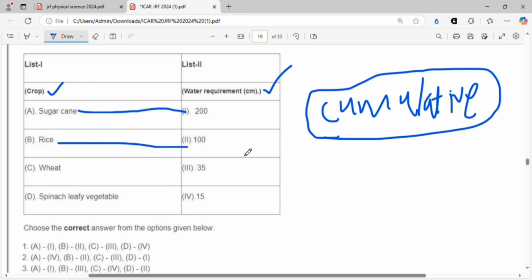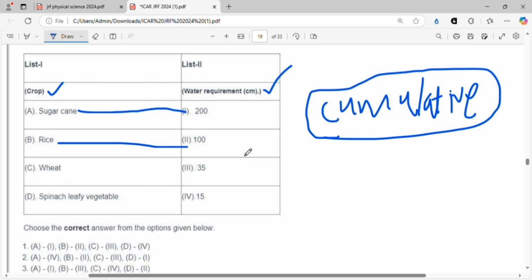Even if you don't know the exact values, you can solve this question through common sense. Like I said, the cumulative water requirement of sugarcane is higher than rice, because rice is a short crop. It can be a 90 days variety, a 120 days variety, a 135 days variety, maximum it can go up to 180 days, but not more than that. Whereas sugarcane can go up to 1 year also.